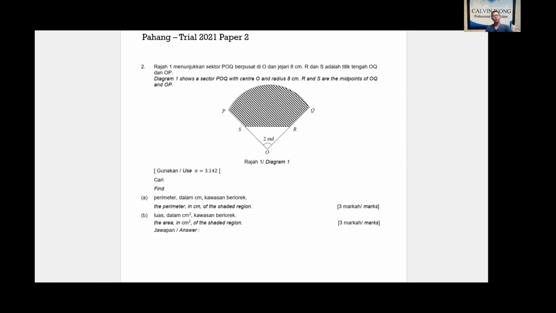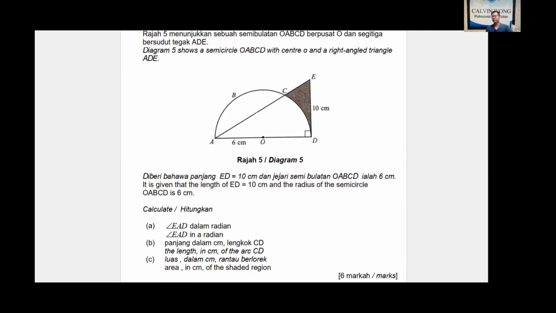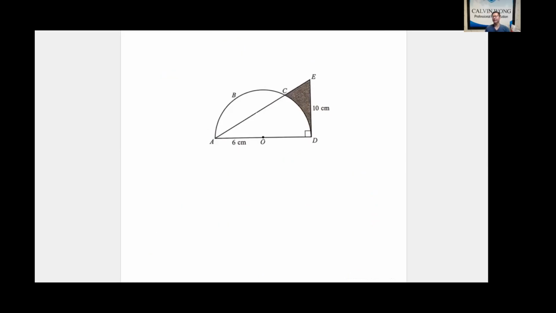Okay, now look one more time at the next question. This is Johor trial paper 1. When you see the question, let's look at the question. It's a 6 marks question. No need to do it, just sit there and enjoy. So what do you know? And how do we start? As I said, we always start from looking at here.